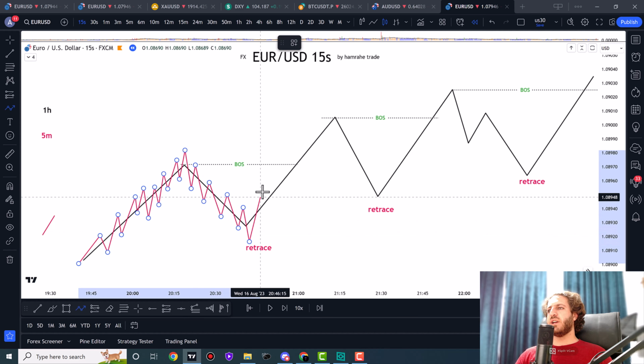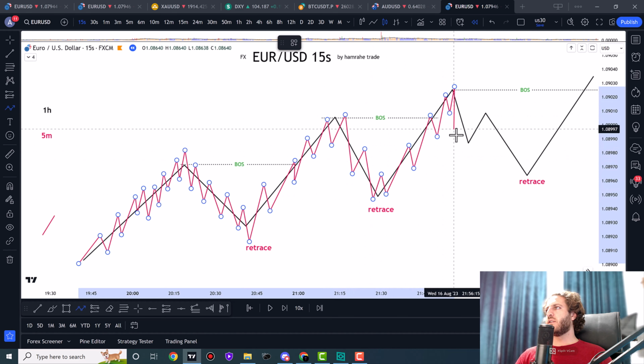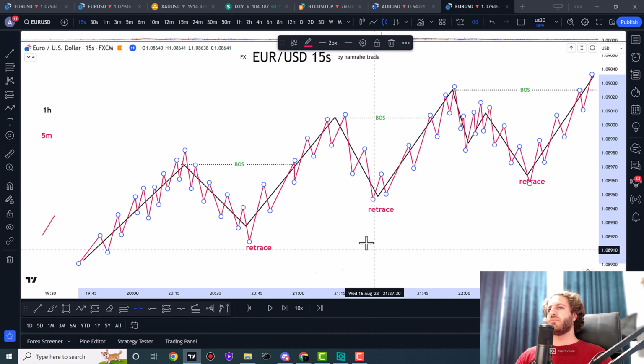It comes down, it breaks the structure, it goes up. For example, it is a 5-minute movement, and it breaks the structure to the downside, it breaks the structure to the upside for a liquidity grab. It comes down and it continues its movement to the upside.